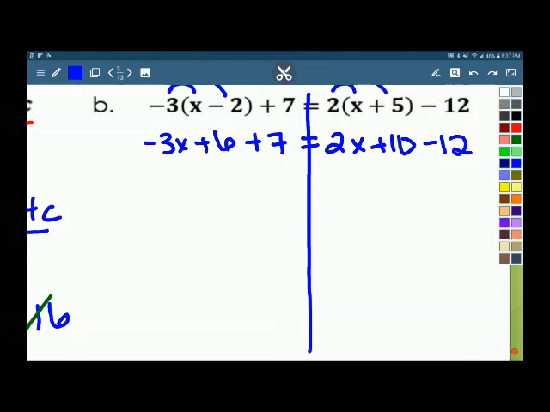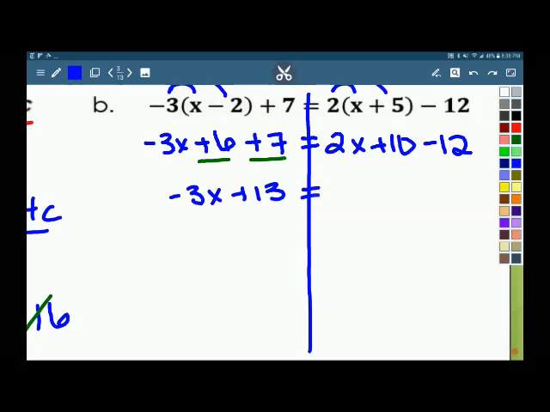Again, I'm going to have my eyes travel over to the left side. I do see like terms that I can put together, the 6 and the 7. Those both do not have x's on them. So I can combine them together, drop down my -3x. 6 plus 7 is positive 13.